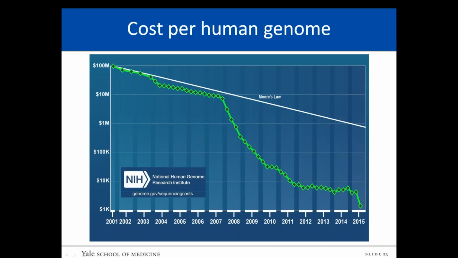And if you know Moore's Law, it basically says that computing power doubles about every 18 months or so. So if your technology is beating Moore's Law, then you know it's advancing pretty rapidly, and that's definitely true, quite dramatically, for human genome sequencing.